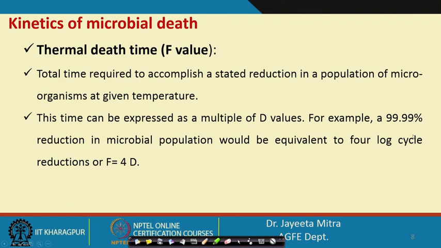For example, 99.99% reduction in microbial population would be equivalent to 4 log cycle reduction, that is F equal to 4D. So, that means we can change this 99.99% to a probability value, and if initially it was 1, then now it will be 1 minus 0.9999, and that is eventually 1 divided by 10000, so that is 10 to the power 4. So, that means F is equal to 4 into D.